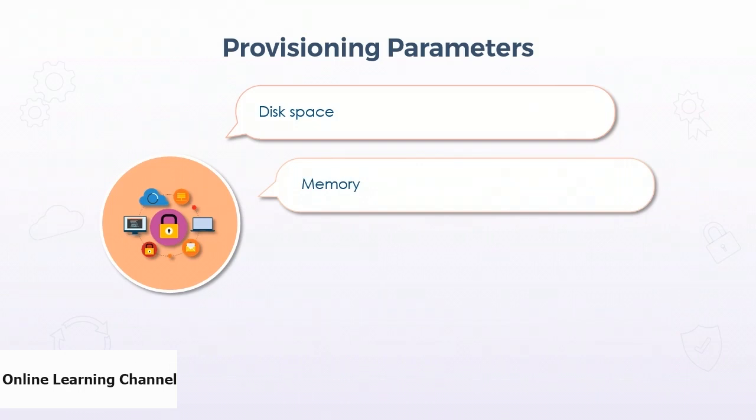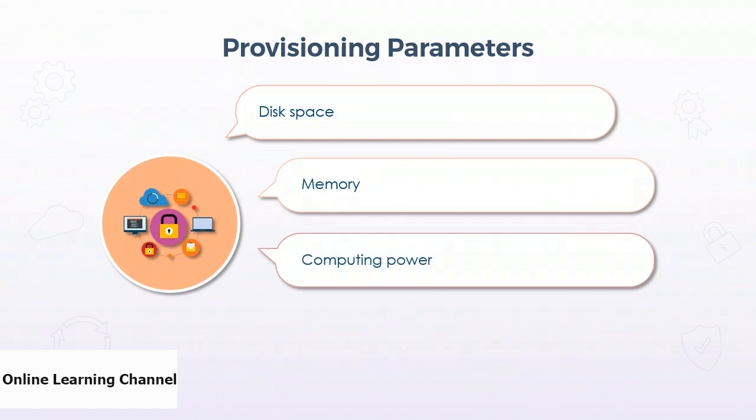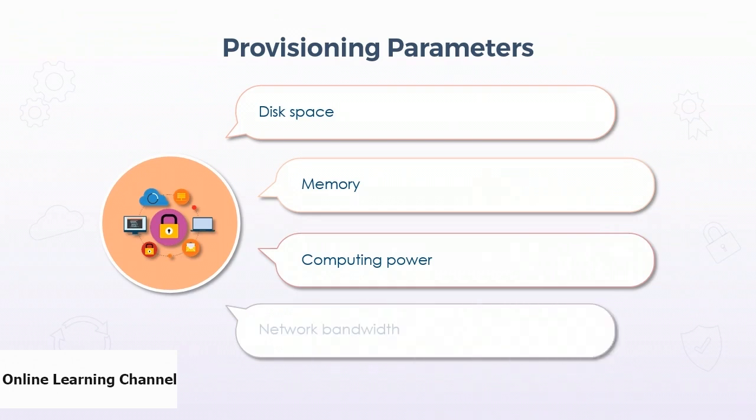Memory is another. You want to provision the amount of memory for your workload. Computing power, or CPU. How much computing power in terms of vCPUs do we want to assign to any of our resources? And finally, network bandwidth. So if we have a heavy bandwidth application, we may need to provision a higher network bandwidth. We can provision these high and low depending on the needs of our application.